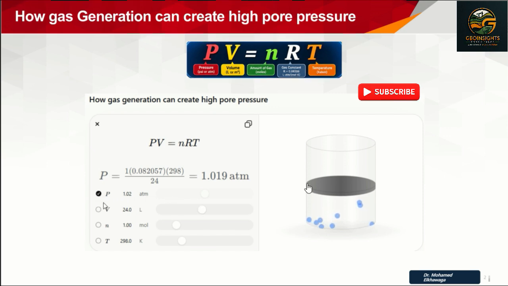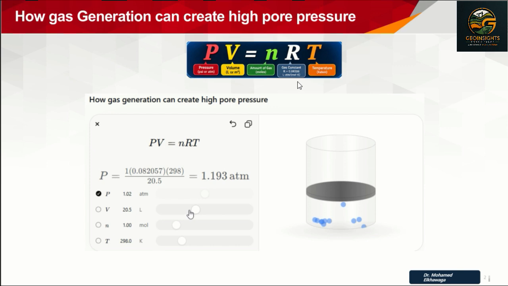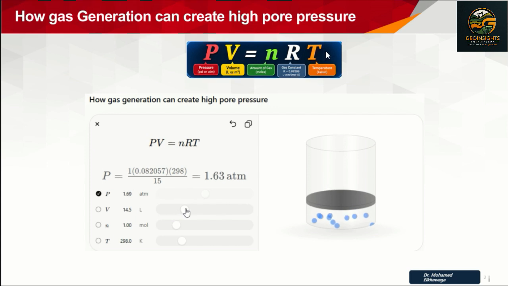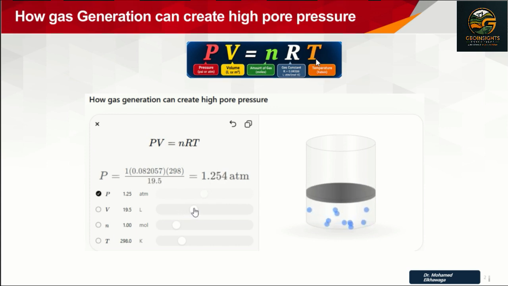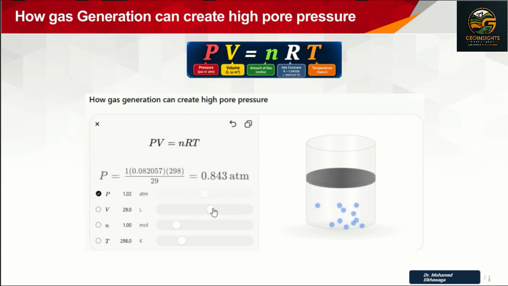From the equation, we can see that pressure is directly proportional to the amount of gas and temperature, and inversely proportional to the available volume. In other words, increasing the amount of gas or increasing the temperature tends to increase pressure, while increasing the available volume tends to decrease pressure.